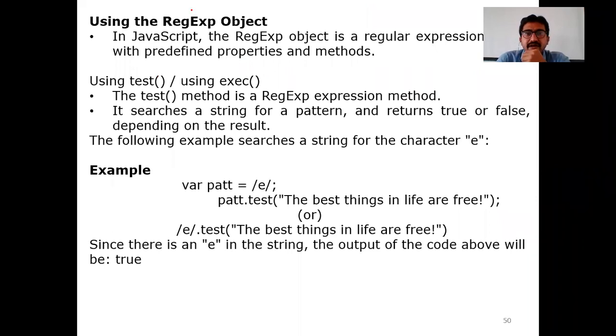Right. So next, regular expressions: the regular expression object. How are we going to check with this object? Like in Java, we have classes and for the class we create objects. To test whether the regular expression is properly there or not, we use the method called test, or we can use exec. The test method is a regular expression method.